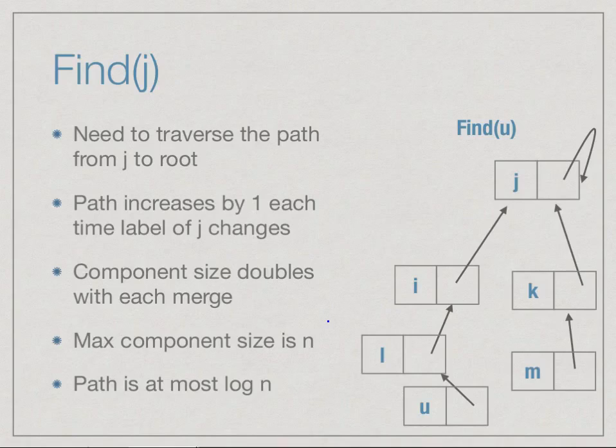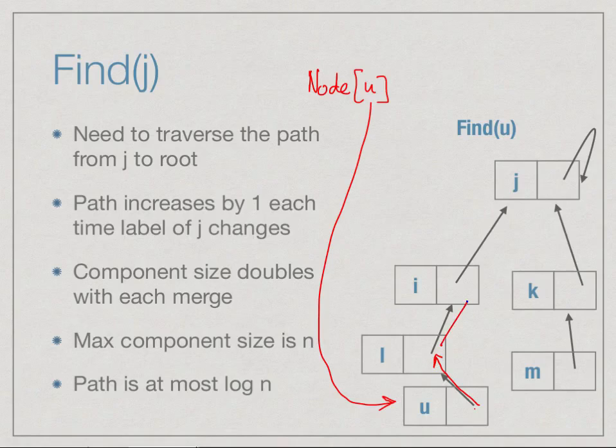Now find, on the other hand, as we saw, requires us to start from the value that we want to check and work our way up to the root. Supposing we say find of u, then remember that we'll have this node array, and node of u will say that the node containing u is here. So we will start there and follow this path. This points here, and this points here, and this points here. Finally, when we reach a node which points to itself, that is the name. So we will say that find of u is equal to j. This takes time proportional to the path that we traverse from the node to the root.